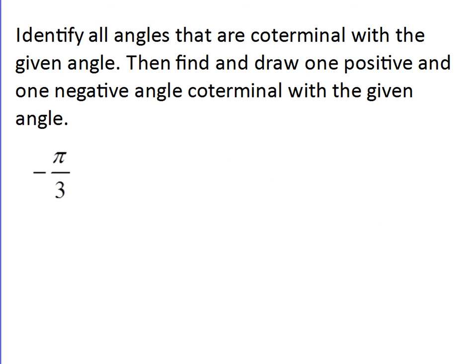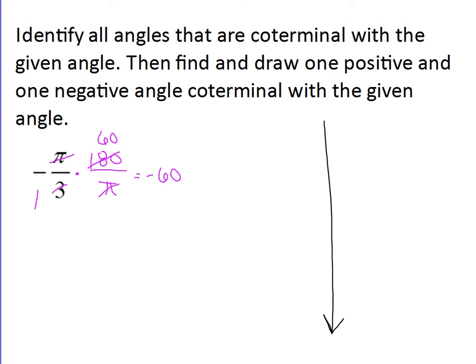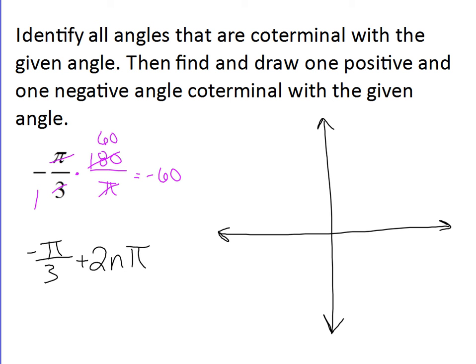We can do the same thing in radians. Remember, negative pi over 3. If we want, we can convert that to degrees so we can have an idea of where that would be located. So if we multiply by 180 over pi, the pi's are going to cancel. 3 goes into itself once, 3 goes into 180 60 times, so this is equivalent to negative 60 degrees. So the first thing we need to do is to name all of the coterminals. To do this, we would say negative pi over 3 plus 2n pi. That's how you would find all of the coterminals.